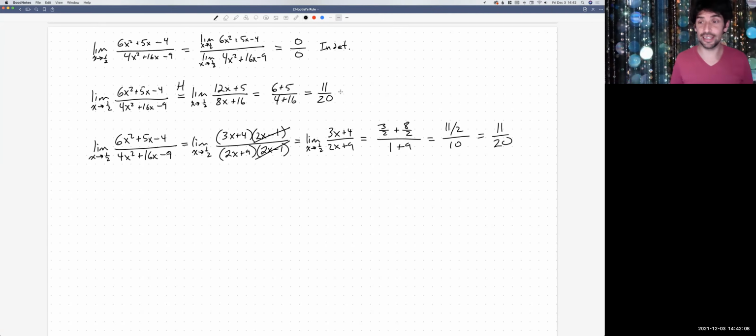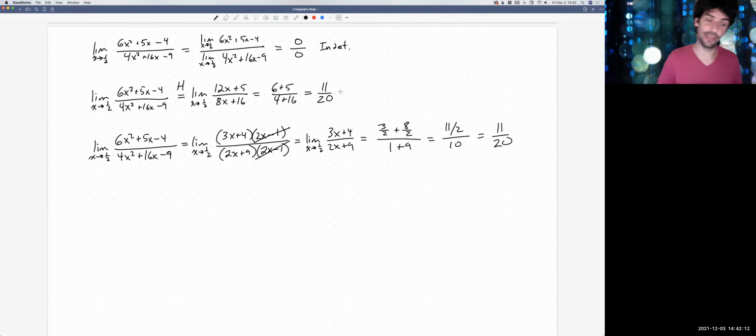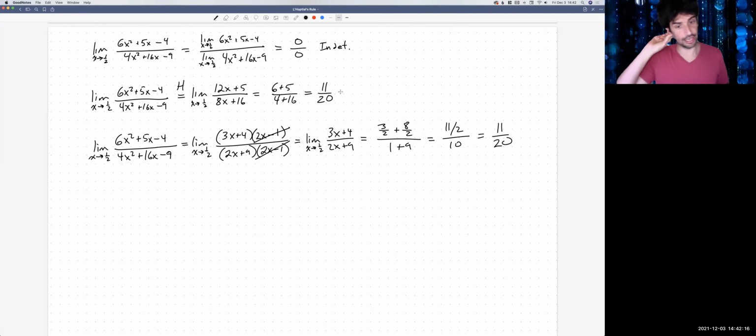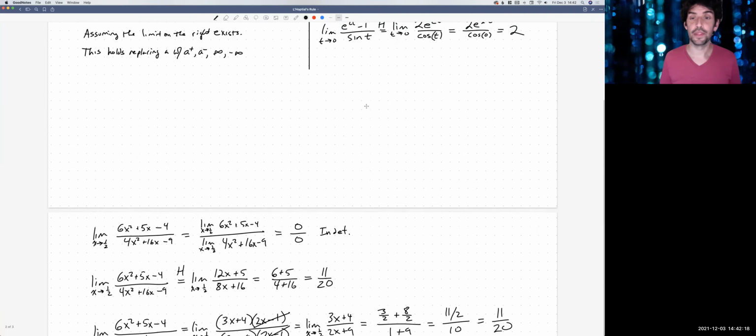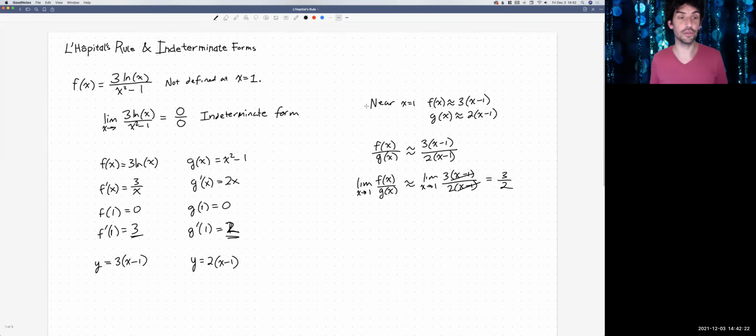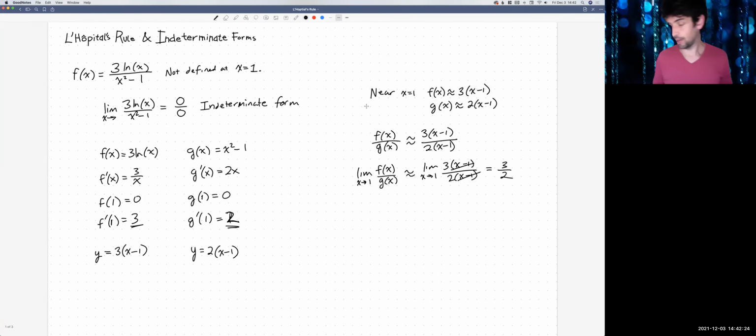Okay, that is it for this one. That was our introduction to L'Hopital's rule. There are some other cases, and we, as with most things, can make this much more complicated, but this gives us a really nice way to attack some of these limits that we aren't able to deal with immediately.